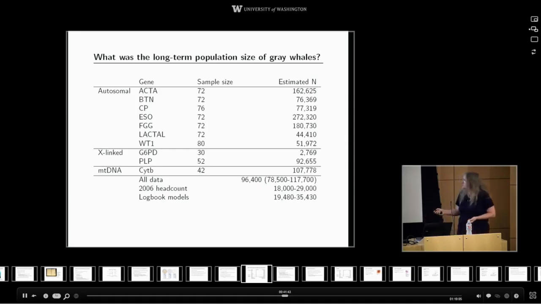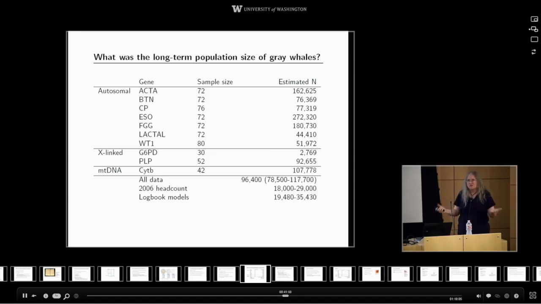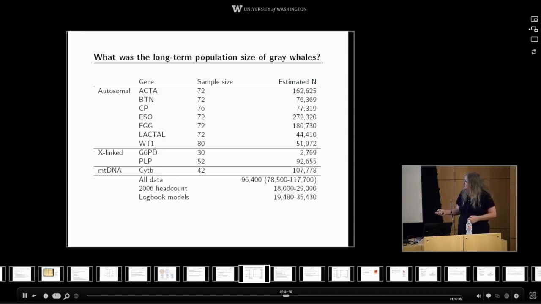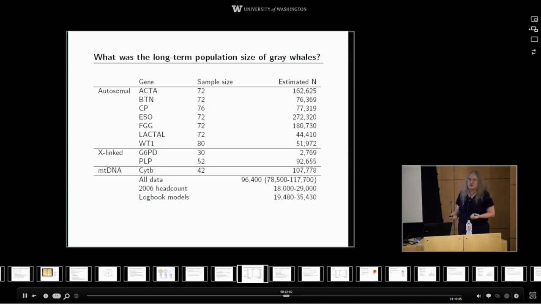The results I'm going to show, they actually ran the results with and without this locus. It actually does not change the conclusion very much. The evidence from the other loci outweighs it. So putting all the data together, they get an estimate of just under 100,000 individuals in the breeding gray whale population.